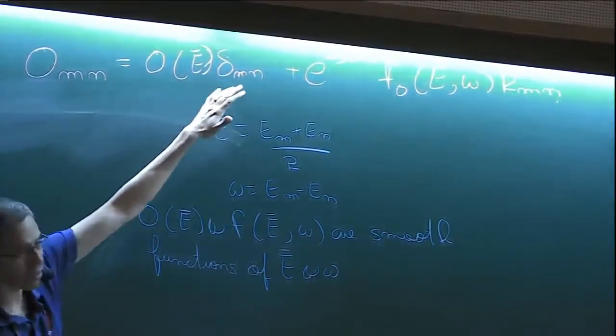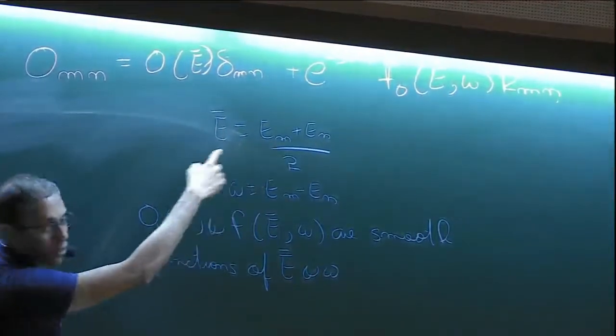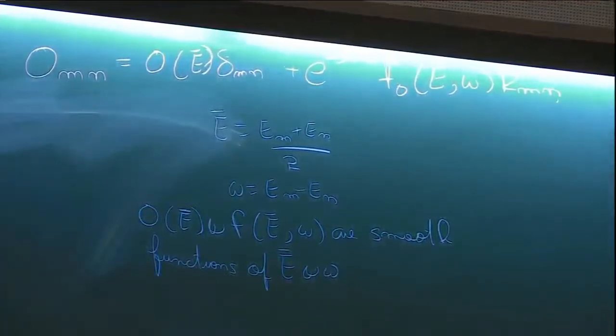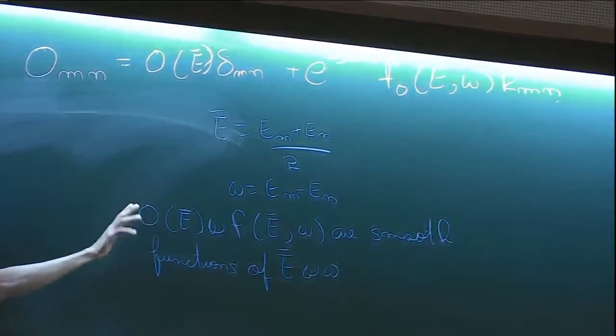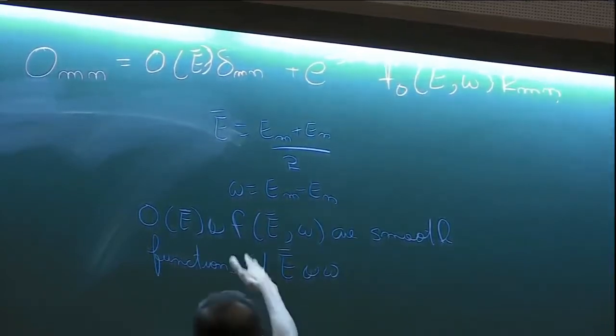So let me look at this for different m's. If m and n are the same, then this is just going to be equal to EM, so I'm going to have O as a function of EM. The smoothness of this quantity means that if I look at two energy eigenstates whose energy eigenvalues are very close, the value of O in those two energy eigenstates will also be very close. In the limit of the difference between those energy eigenvalues going to zero, this goes to zero as well. That's the notion of smoothness that I need for what I'm going to say about thermalization here, and similarly for this function.